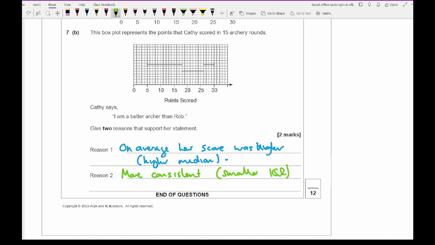And if you want to give the values, you can, but just stating the obvious in those statements should be good enough for the 2 marks. If they want you to quote the numbers, they would say, but I certainly would provide some mathematical evidence to support whatever you've written.